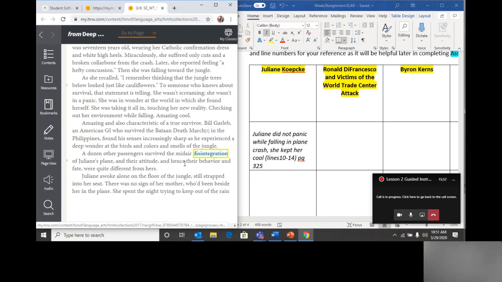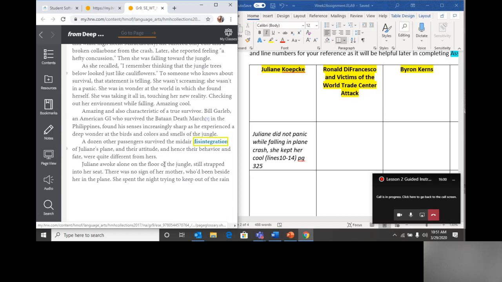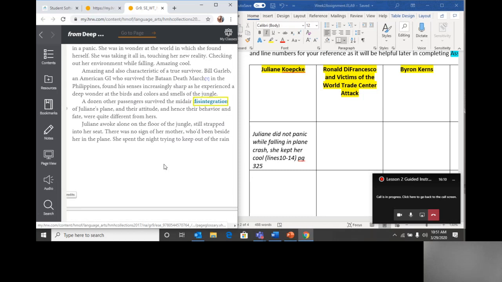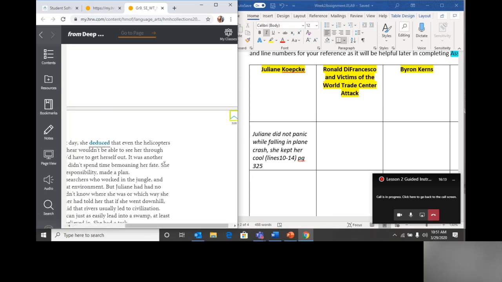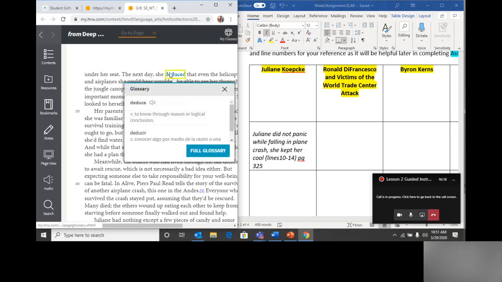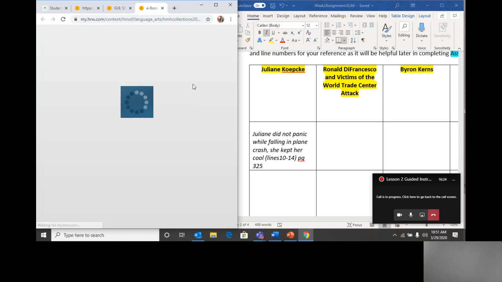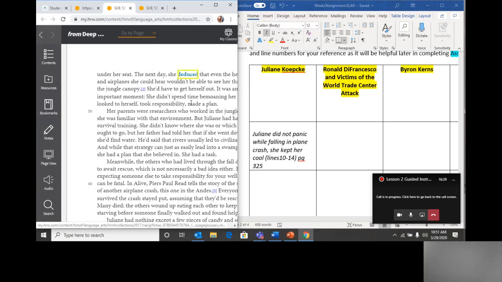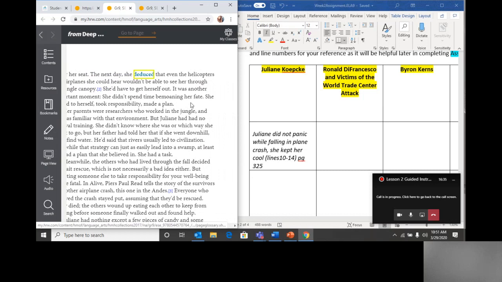Of Julianne's plane, and their attitude and hence their behavior and fate were quite different from hers. Julianne awoke alone on the floor of the jungle, still strapped to her seat. There was no sign of her mother, who'd been beside her in the plane. She spent the night trying to keep out of the rain under her seat. The next day, she deduced, or know through reason or logic, that even the helicopters and airplanes she could hear wouldn't be able to see her through the jungle canopy. She'd have to get herself out.